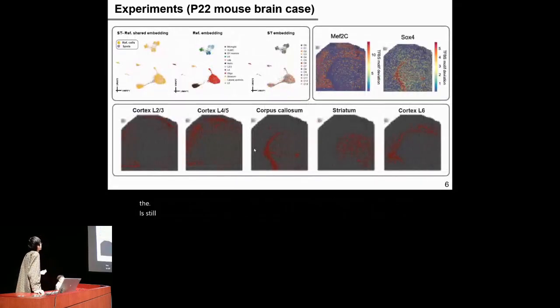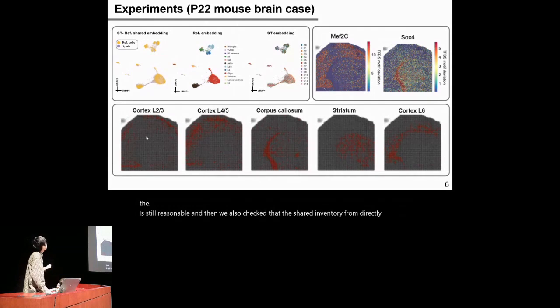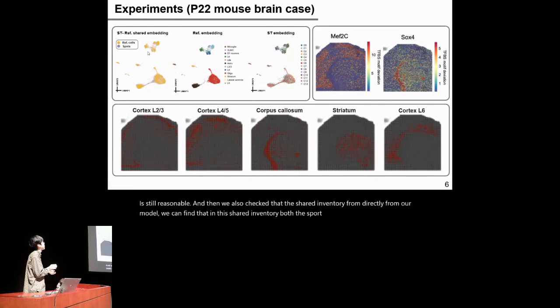Then we also checked the shared embedding directly from our model. We can find that in this shared embedding, both the spots and the reference cells are perfectly merged with each other, which means that the batch effect between the reference and the ST data is removed. That is very important to guarantee a good result.